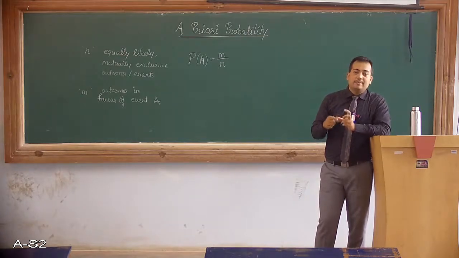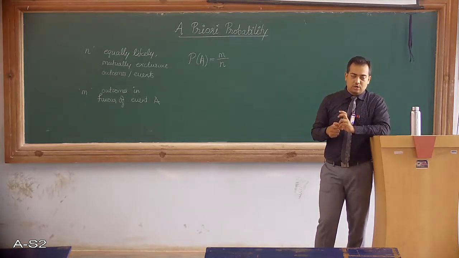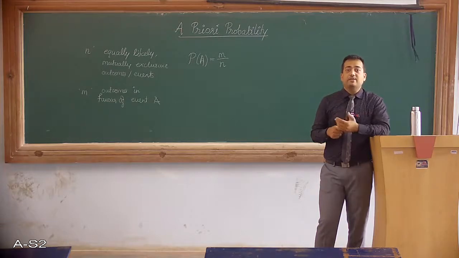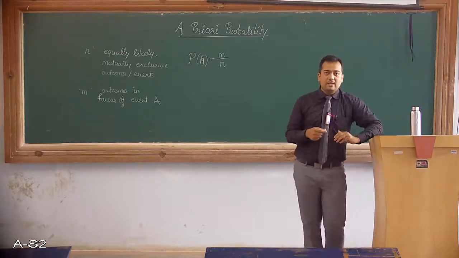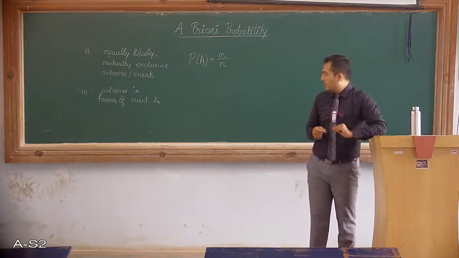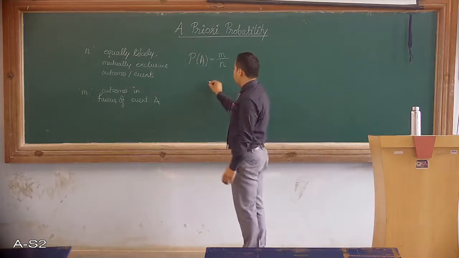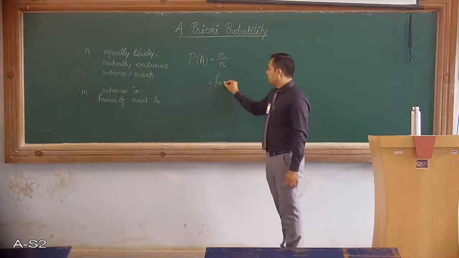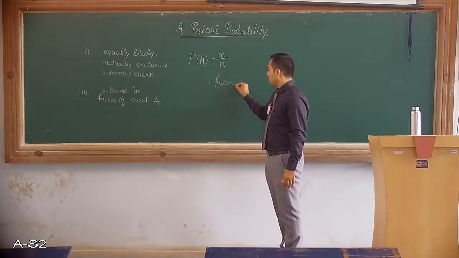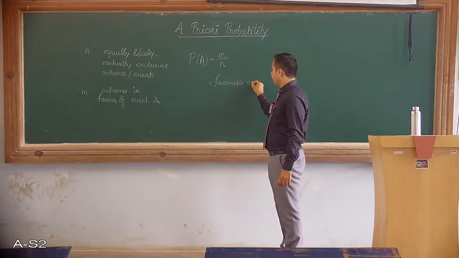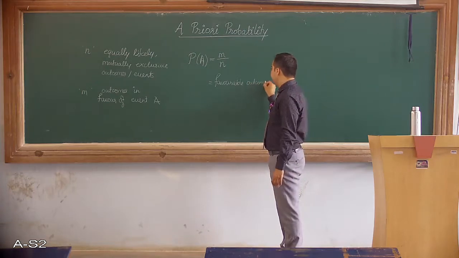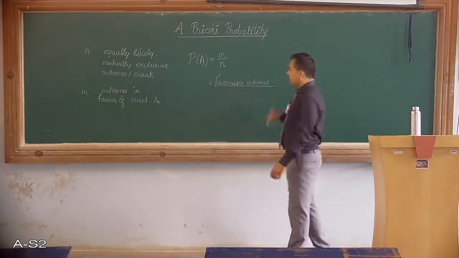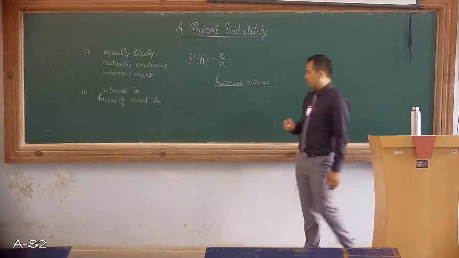So m is, in short, the favorable outcomes for which we have to calculate the probability, and n is the total number of outcomes. This way I can also write it as favorable outcomes divided by total outcomes.